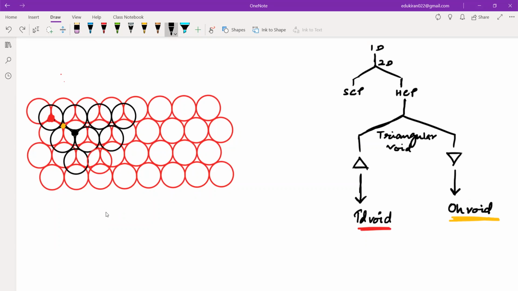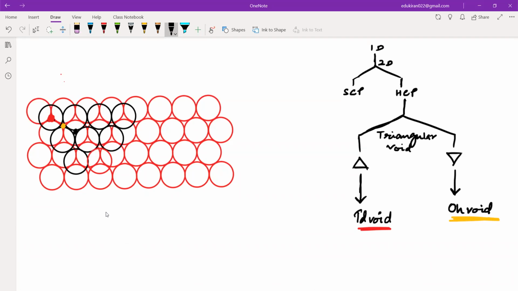And this new void is made by 4 atoms. And these 4 atoms are what? These 4 atoms are the 3 black atoms and the downward red atom. Yes or no? So it is a tetrahedral void, but in the opposite direction. 3 black and then 1 red atom, like this. So this is a new type of void that you have seen. So we have a new tetrahedral void.